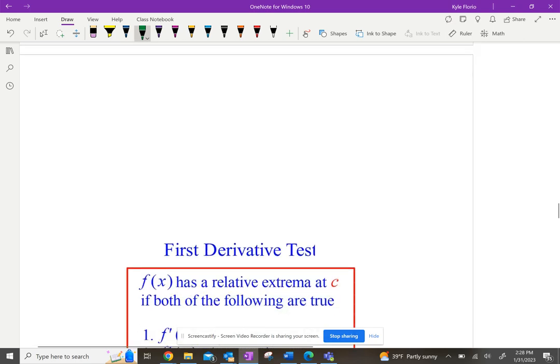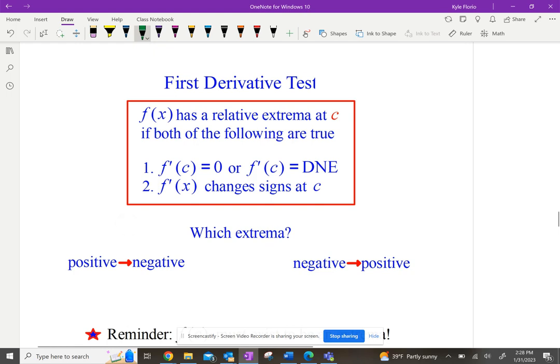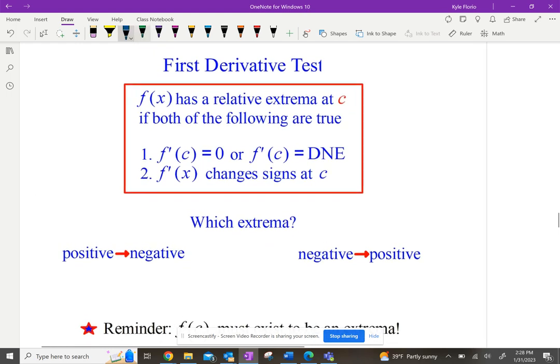And again, make sure you copy that down because it's good to refer back to. So how do we find out where we have relative extrema? That's what we call the first derivative test. So pause the video, take a minute to copy it down. And here it is.